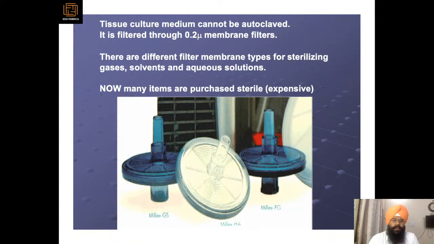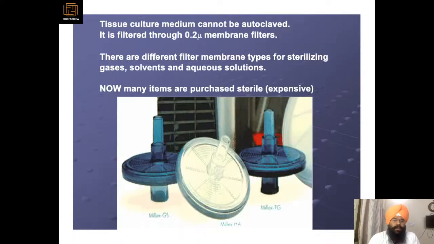So these are the micro filters, 0.2 micron membrane filters. Where you can filter out any bacteria or mycoplasma present from the media, you can filter them out with the help of these micro filters.